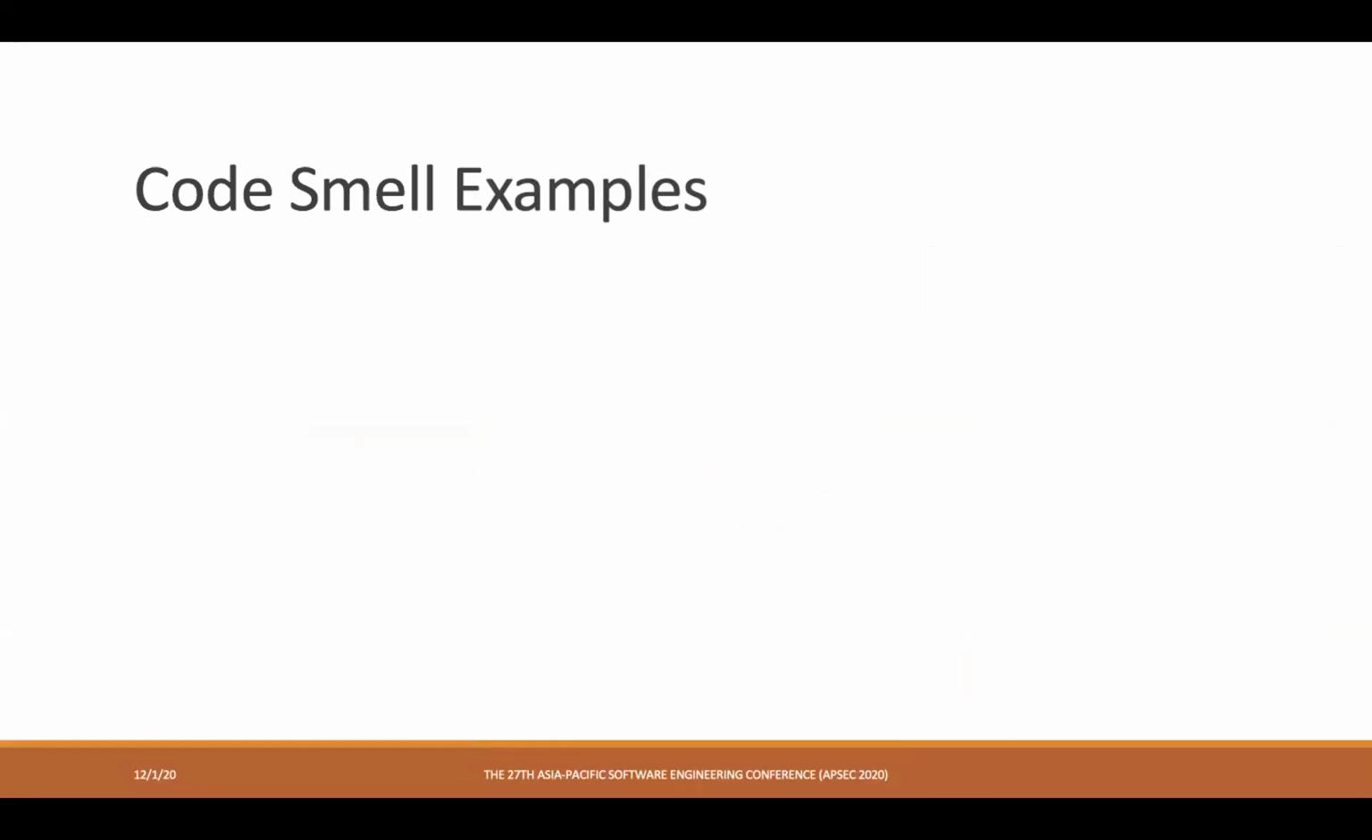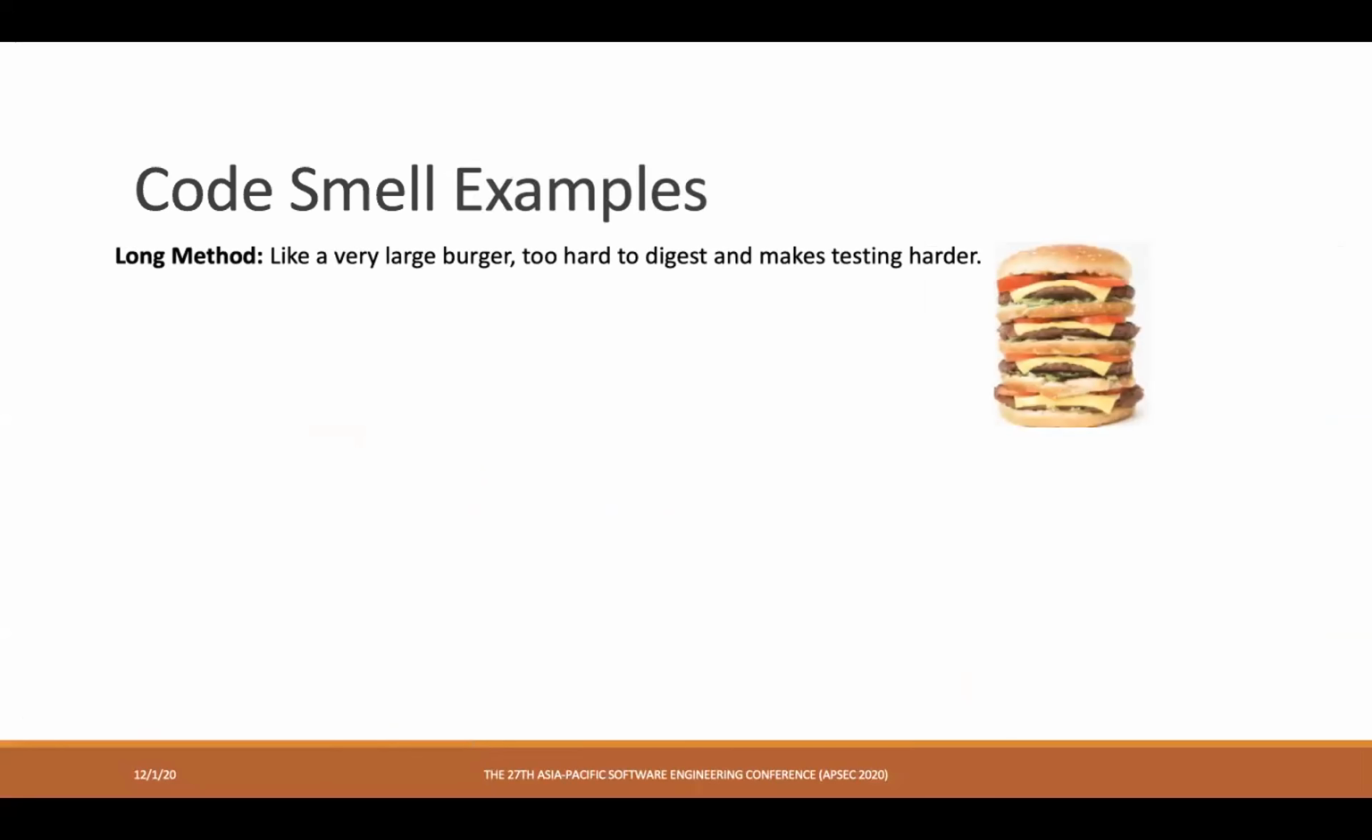To get a better understanding of code smell, I'll give some examples of different types of code smell here. First example is called the long method. If your function, or in Java it is called the method, is too large, it will be like a large burger, which will be hard to digest and which will make your testing effort harder. If your function or program component does lots of responsibilities at the same time, it would be very inconvenient for the programmers and also for the user.